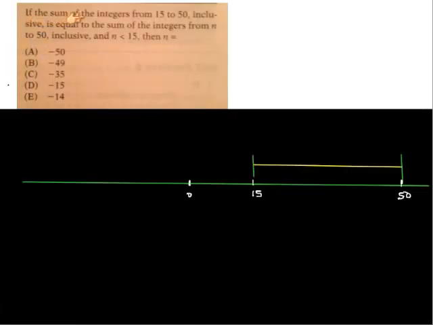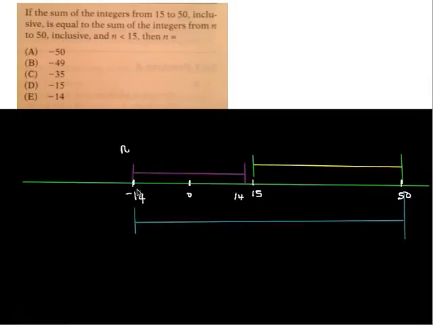Let's look at this. The sum of the integers from 15 to 50 inclusive is equal to the sum of the integers from n to 50 inclusive, where n is less than 15. And we're supposed to figure out what n is. n is where you start adding integers from below 15, and when you add them up, your answer should be the same as that. We are asked to find another number n, and if we add n through 50, it should give us the same answer as 15 to 50.